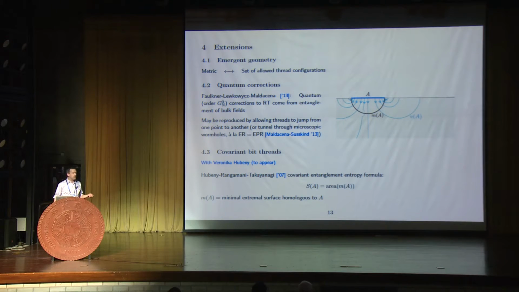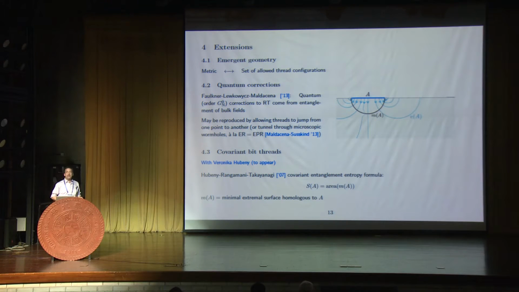And then finally, covariant bit thread. So everything so far has been just the original Ryu-Takayanagi. We need a covariant version. And actually, it's very beautiful how it works out. The covariant version of Ryu-Takayanagi is, instead of a minimal surface, you look for an extremal space-like surface in the bulk. And among the extremal ones, you find the minimum one, if there's multiple ones.